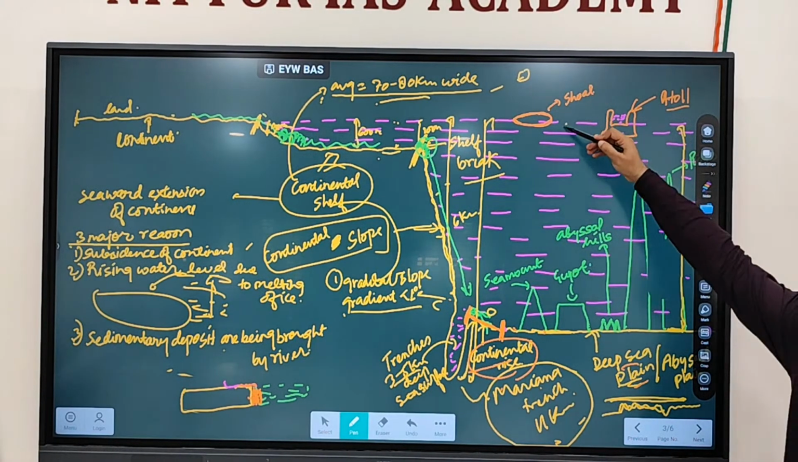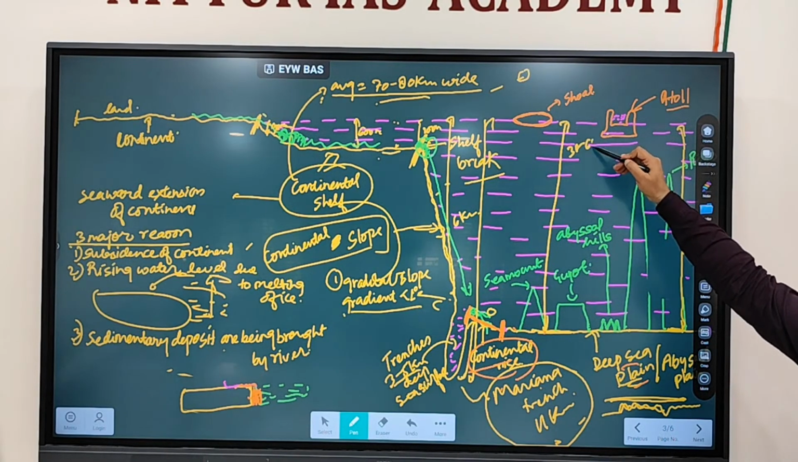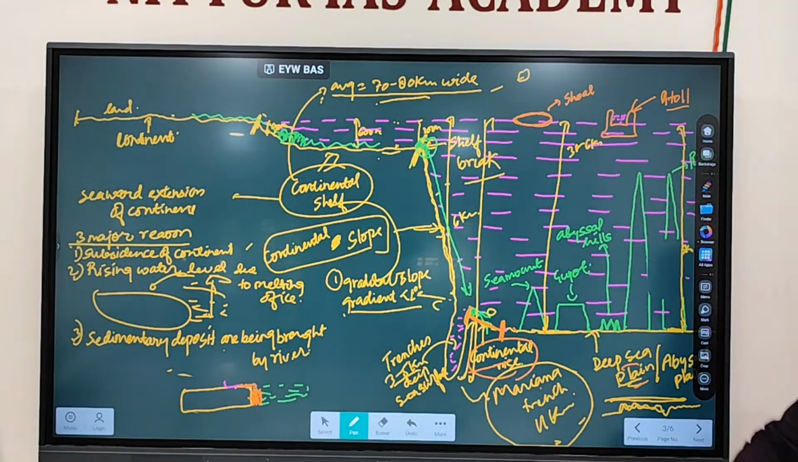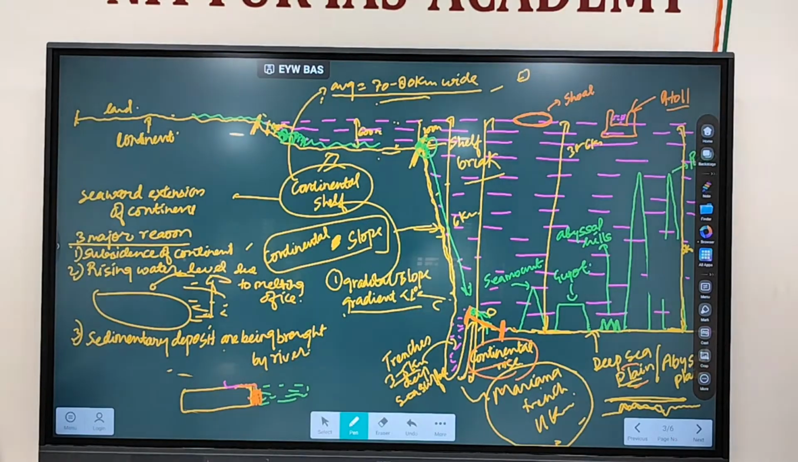And how deep is it going to be? This can vary from 3 to 6 kilometers. And it contains both types of deposit, terrigenous deposit and pelagic deposit. What is terrigenous and what is pelagic deposit? Now, you have heard about the Titanic incident, no? The Titanic sank. After sinking, where did the Titanic go?